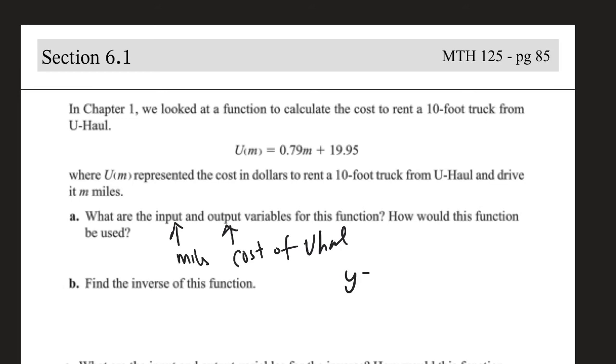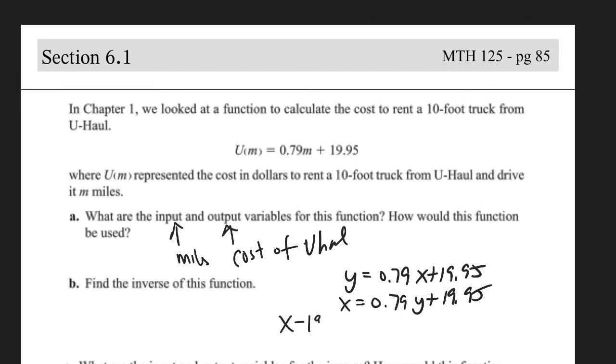So going through all of the things that we've done in the past, I'm first going to write this without function notation. Then I'm going to go ahead and interchange x and y. And then I'm going to go ahead and solve for y. And after I solve for y, what I should have is x minus 19.95 divided by 0.79. And then I'm going to write that in inverse notation.